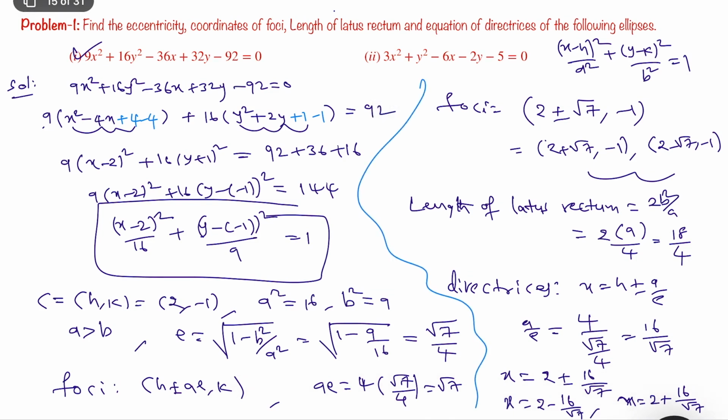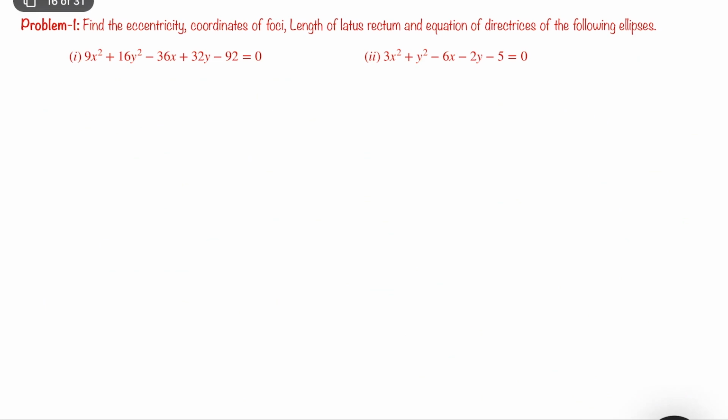Fine. So we are done with the first question. Now let us answer the second one. Now the second equation, 3x square plus y square minus 6x minus 2y minus 5 equal to 0.